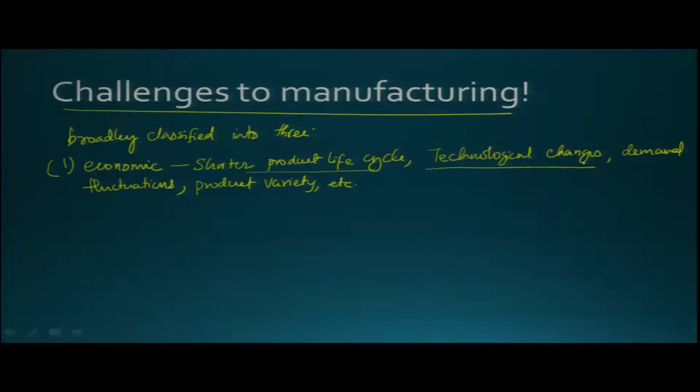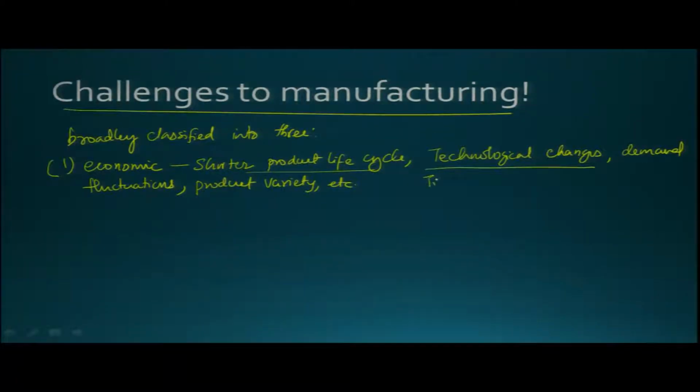Technological change is another example. In the earlier days of mobile technology, the time of technological obsolescence used to be 2 to 3 years. Now it has come down to 6 to 7 months. So when the technology changes so rapidly, you want to bring new products that imbibe these technological changes. Demand fluctuation is another example.